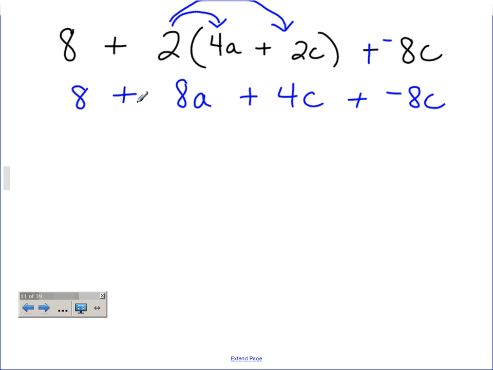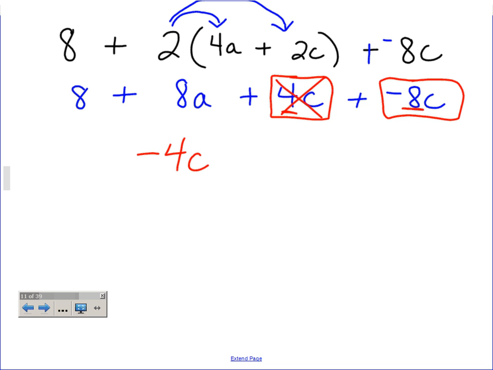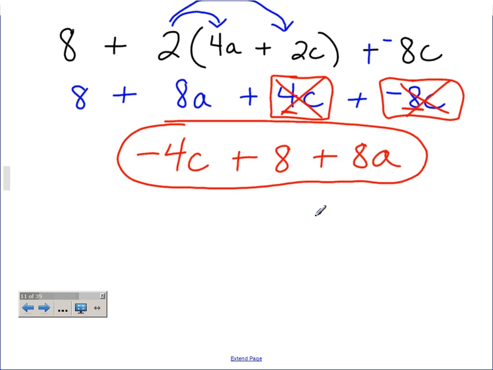Okay, now I'm going to look at these 4 terms and see if there's anything that is like. Well, this is an 8. There's no normal numbers. I don't see any a's, so now I just have the c's. I'll put my c's together. So I have 4c plus negative 8c. So I look at 4 plus negative 8, and that is negative 4c. All right, I used those, and I can't put those together, so I'm just going to add them on. So my simplified answer, doesn't matter the order because it's adding, is negative 4c plus 8 plus 8a.